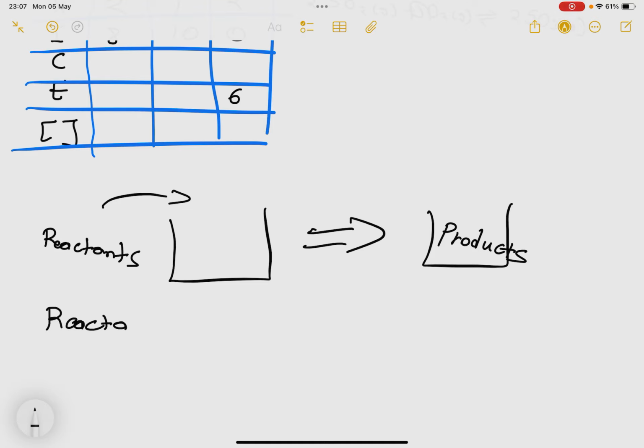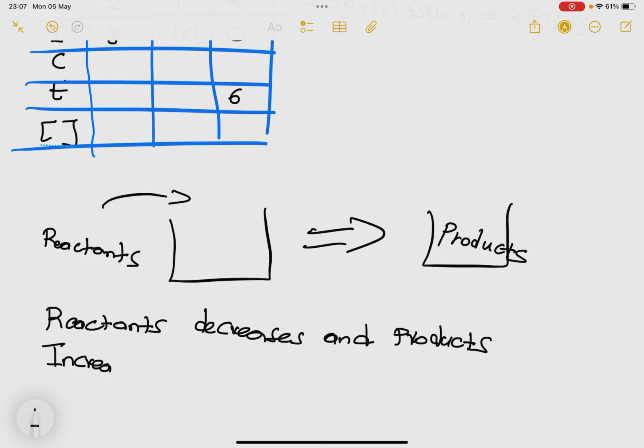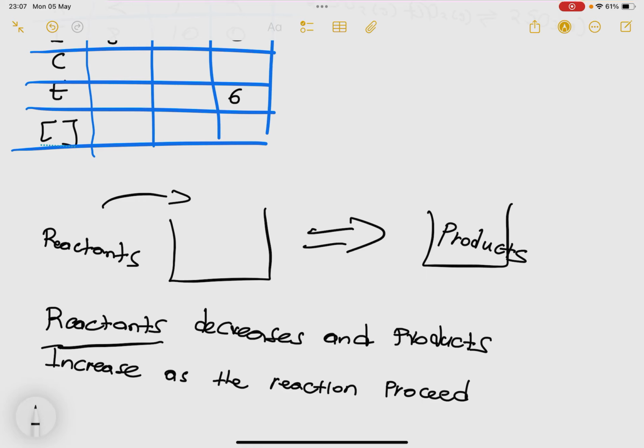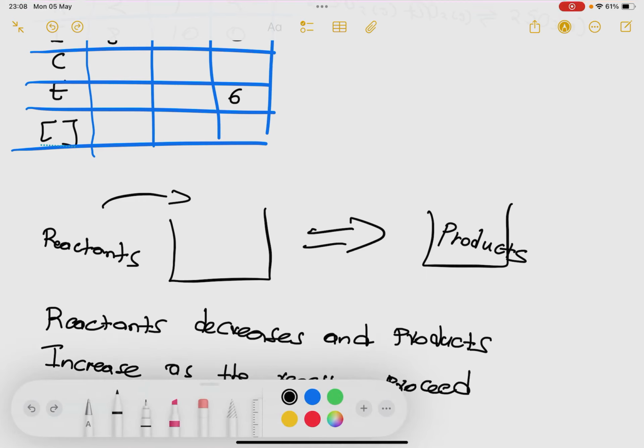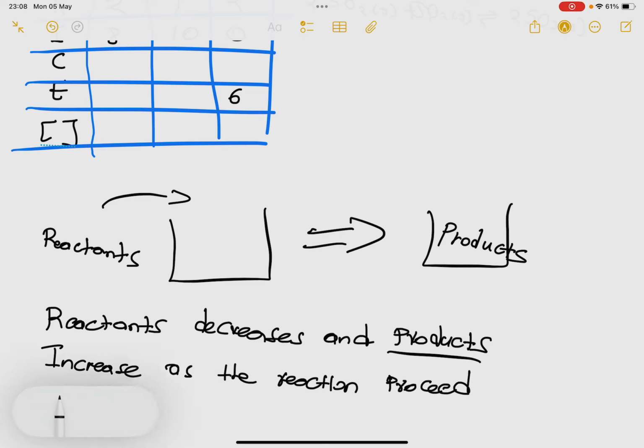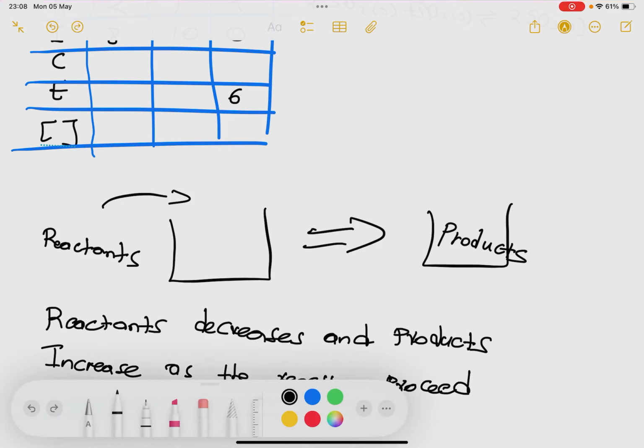Reactants decrease and products increase as the reaction proceeds. So reactants will decrease and the products will increase as the reaction proceeds.